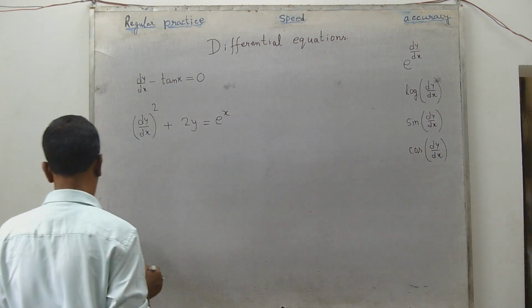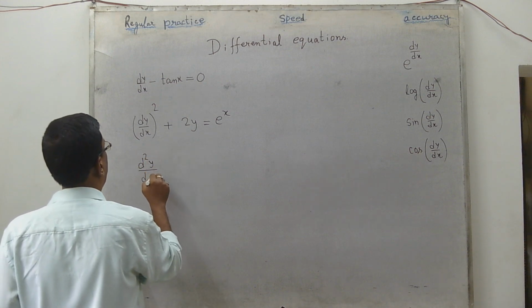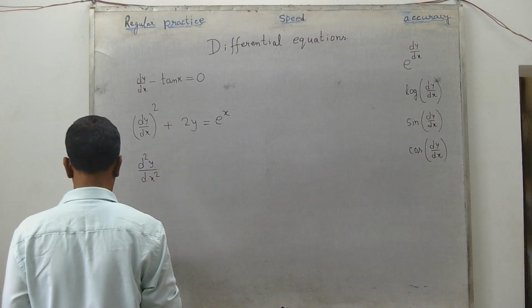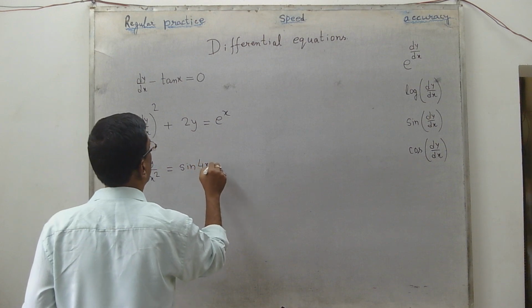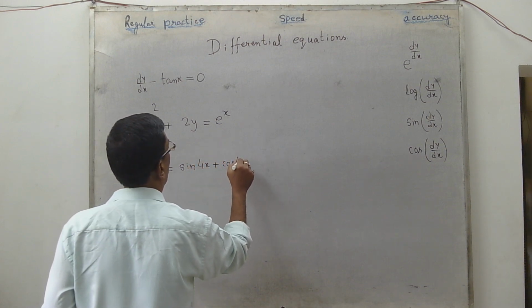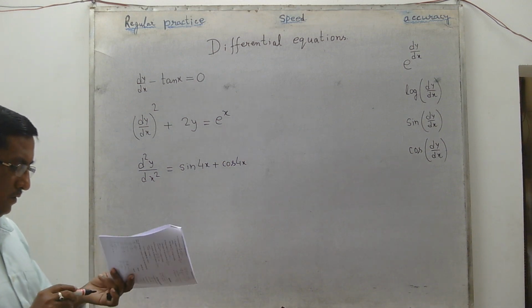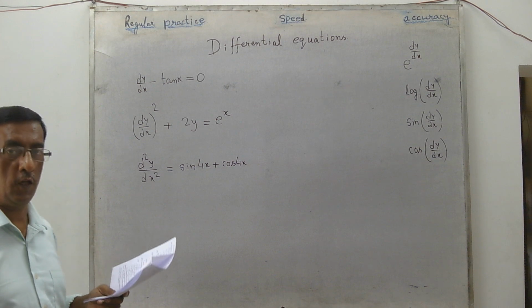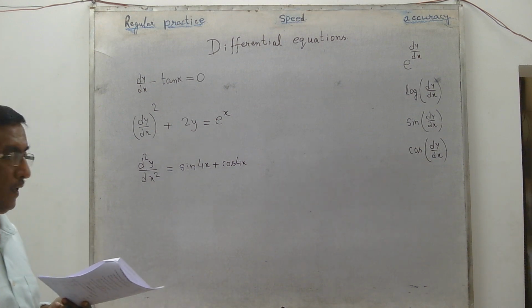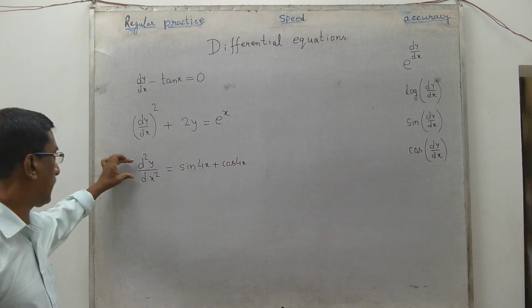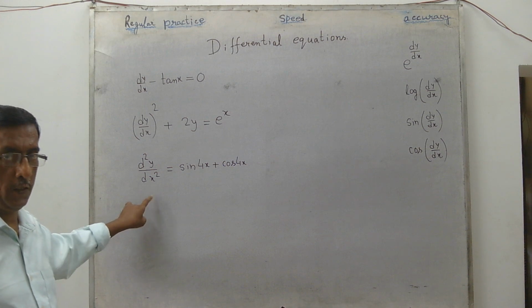Third is d square y by dx square equal to sine 4x plus cos 4x. Now this is a differential equation. Here order is 2 and the degree of this second order derivative is 1. So order 2, degree 1.